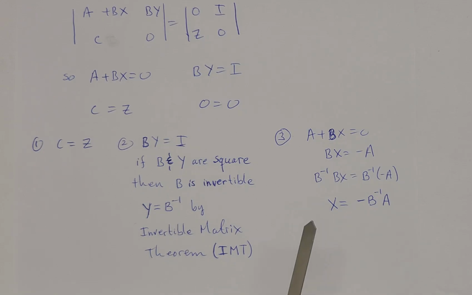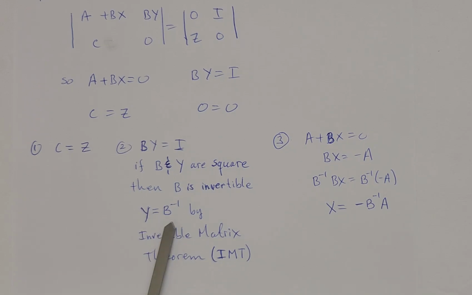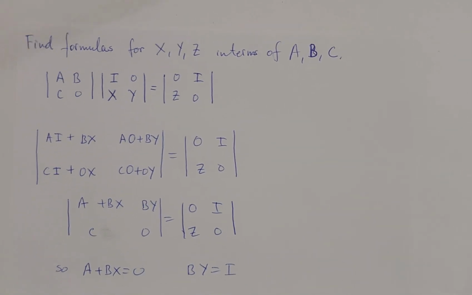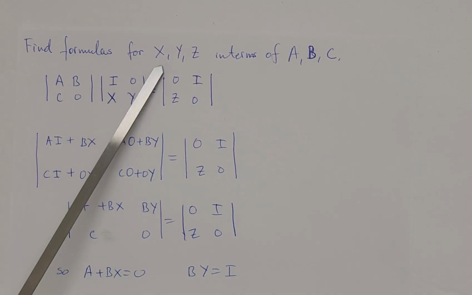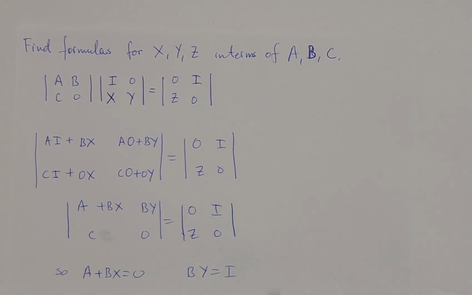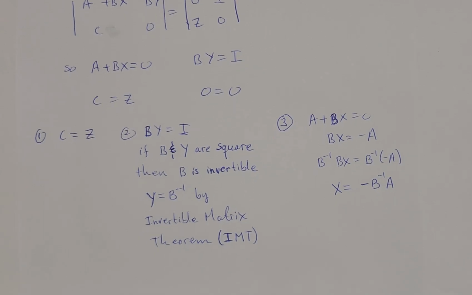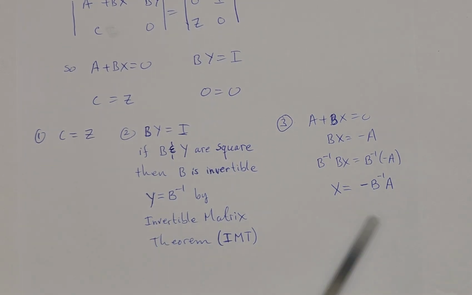So there's my formula for X in terms of A and B, Y in terms of B, and Z in terms of C. That's what we are looking for, the formula for X, Y, Z in terms of A, B, and C, just like what is asked at the top. So here is our formula. Z is C, Y is B inverse, X is negative B inverse times A.